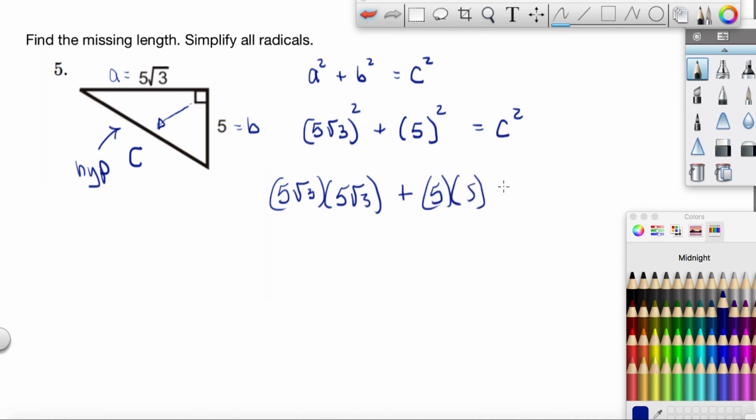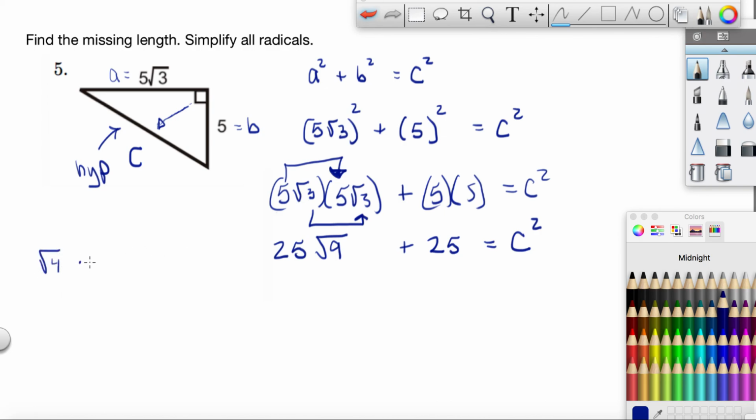So 5 times 5 is 25. Root 3 times root 3 is root 9. And this 5 times 5 over here is 25. So what is the square root of 9? It's 3.